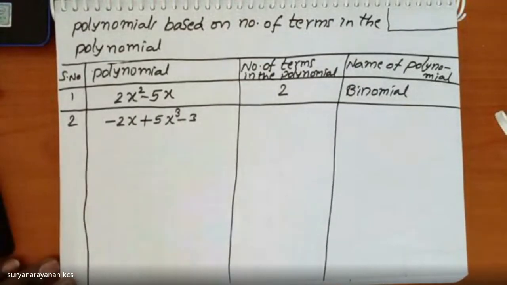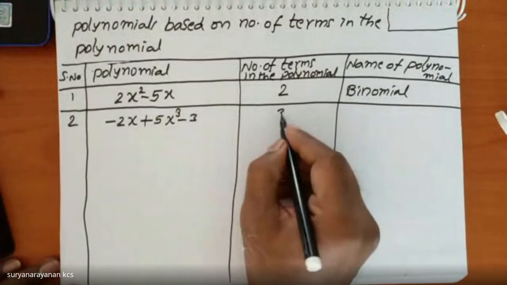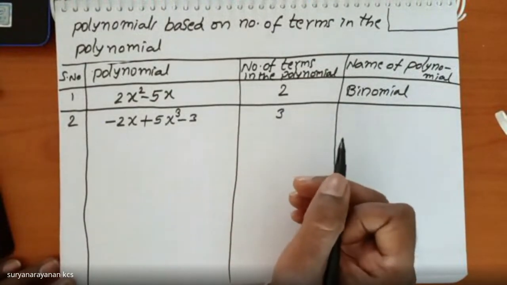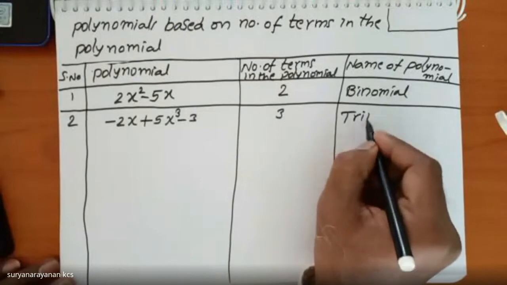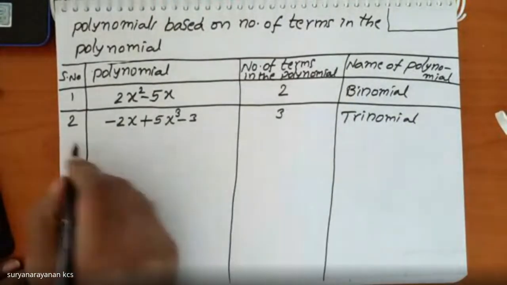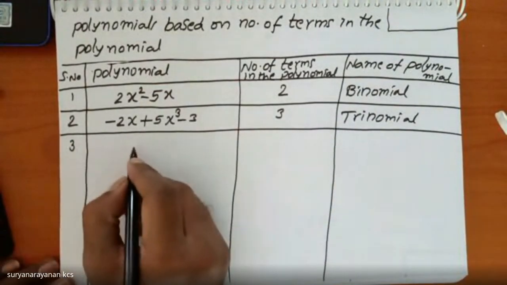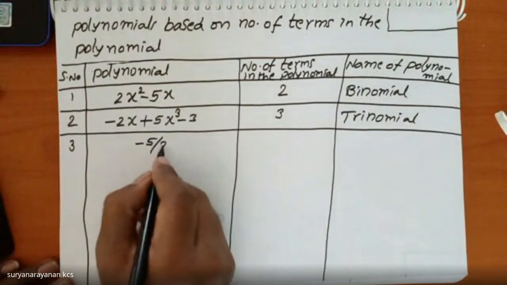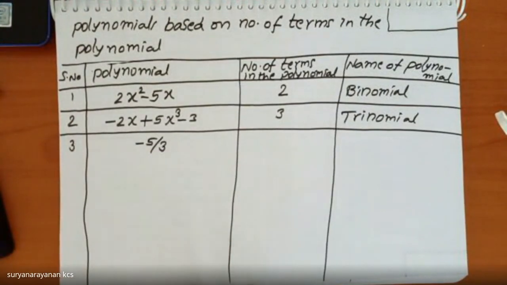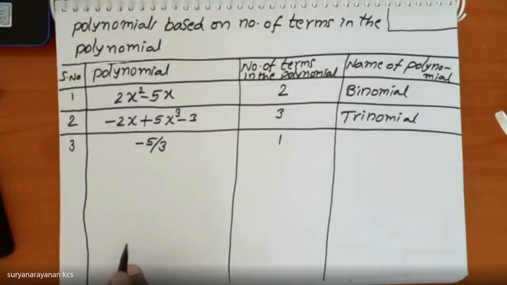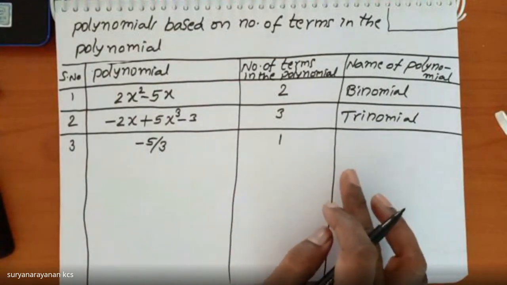How many terms are there in this polynomial? Three terms. What is this polynomial called? Sir, trinomial. Yes, trinomial. How many terms are there in this polynomial? Sir, one term. Only one term. Then what is the polynomial called? Sir, monomial. Monomial.